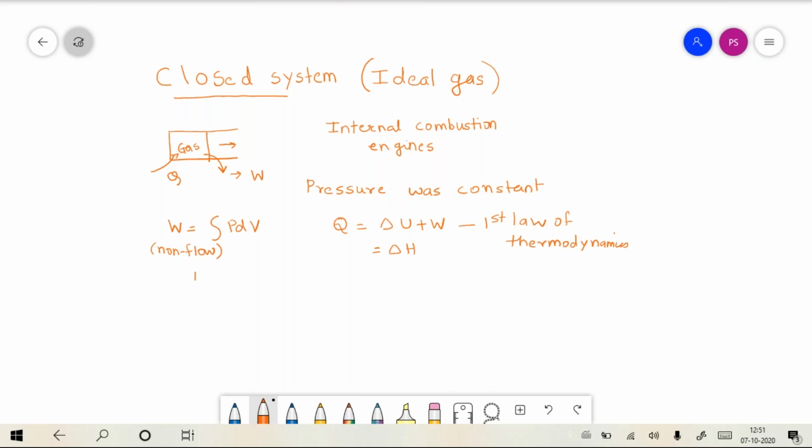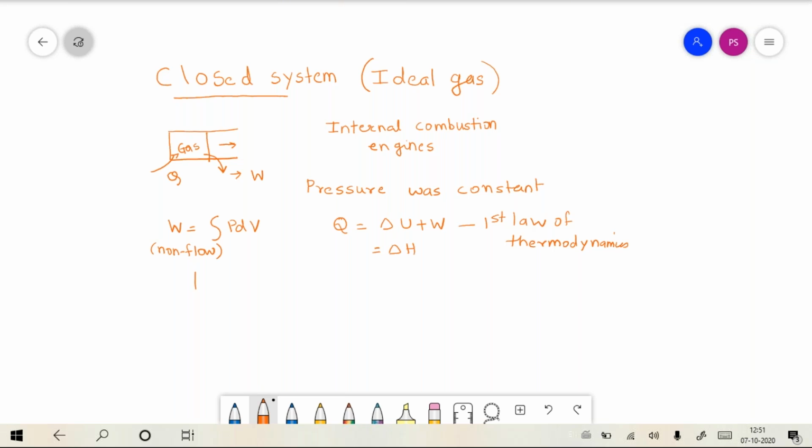Okay, so now the question is what if the system is an open system? That has to be now understood. We talked about a closed system analysis for a constant pressure process, and we derived certain expressions to remember. For example, work transfer 1 to 2 was P into V2 minus V1, which is mR into T2 minus T1.